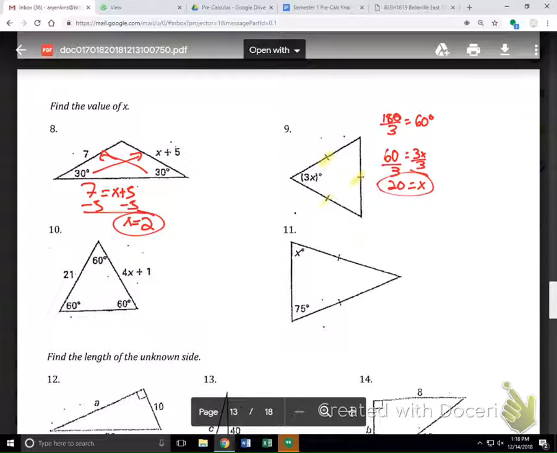Okay, so Ethan's already solved it. We have an equiangular triangle, which means it's equilateral, which means our sides are the same. So I have 21 equals 4x plus 1. I have to solve. I subtract 1, subtract 1. I have 20 equals 4x. Ethan, what's my answer? Got him.